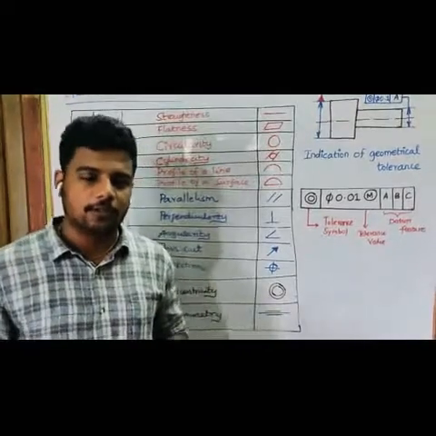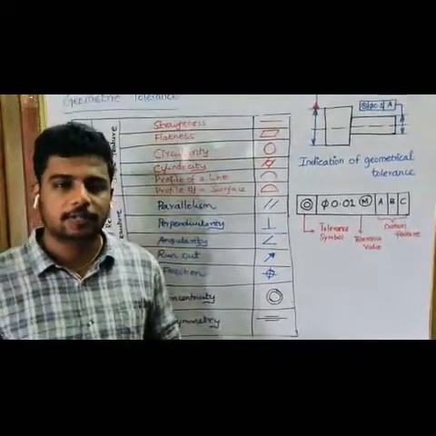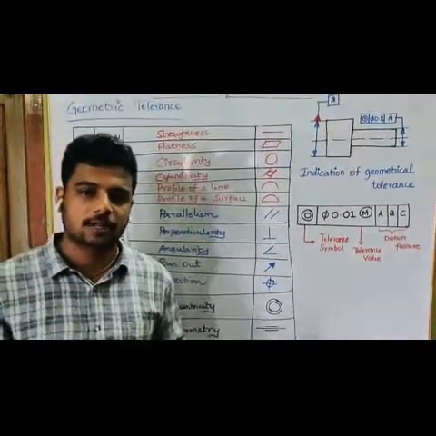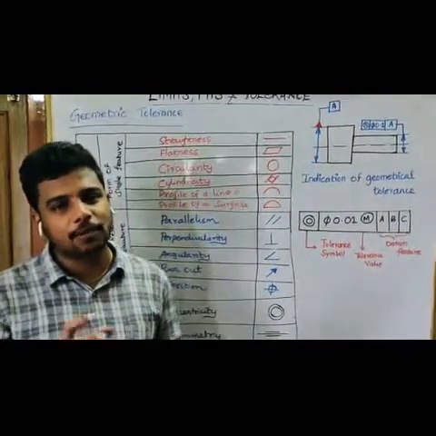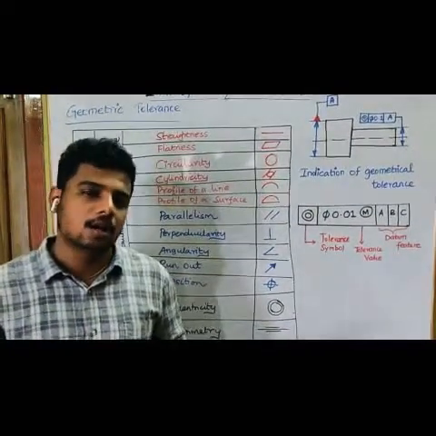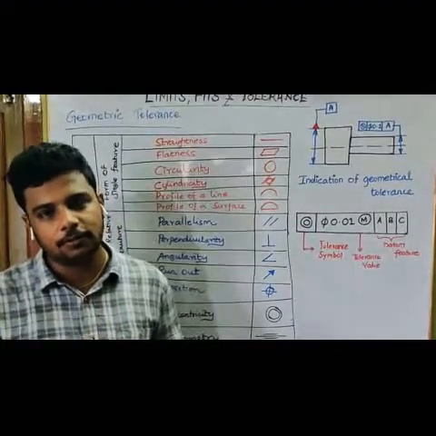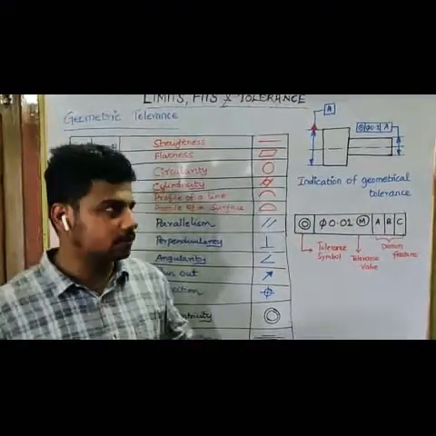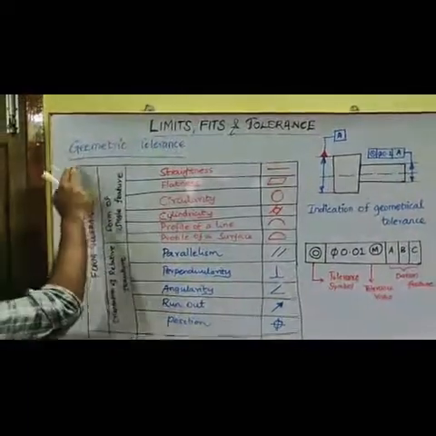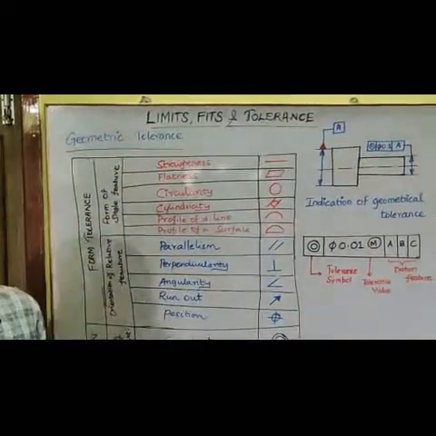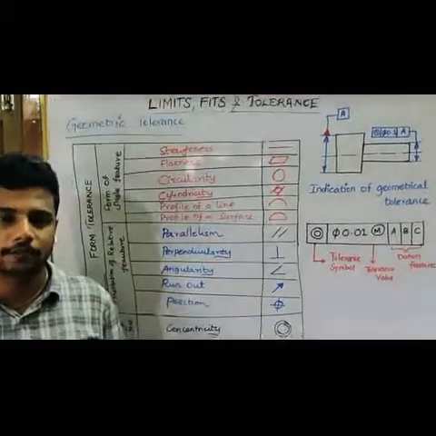So welcome to this part 3 video of our lecture on limits, fits and tolerance. In the previous lecture, we have seen what dimensional tolerance means, what the different types are, what the indications are, and what methods are used to indicate the dimensions. In this lecture we are going to see about geometrical tolerance. So what do you mean by geometrical tolerance? You have to know first.